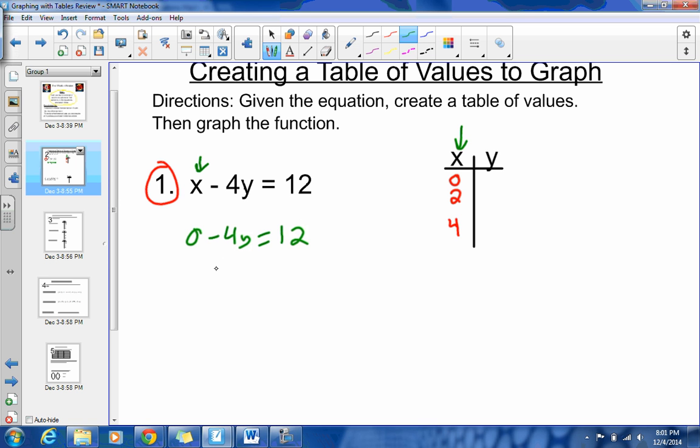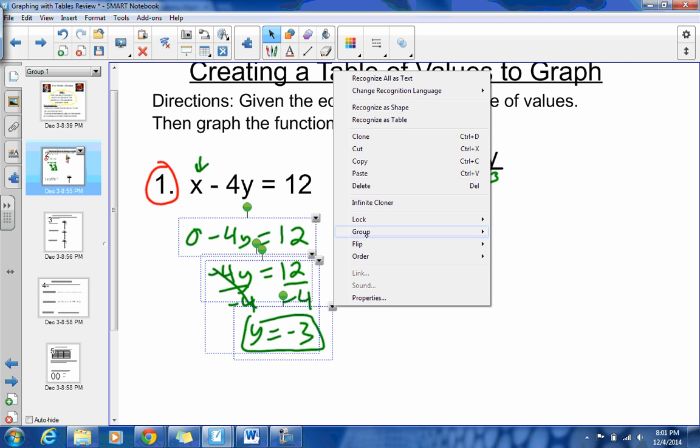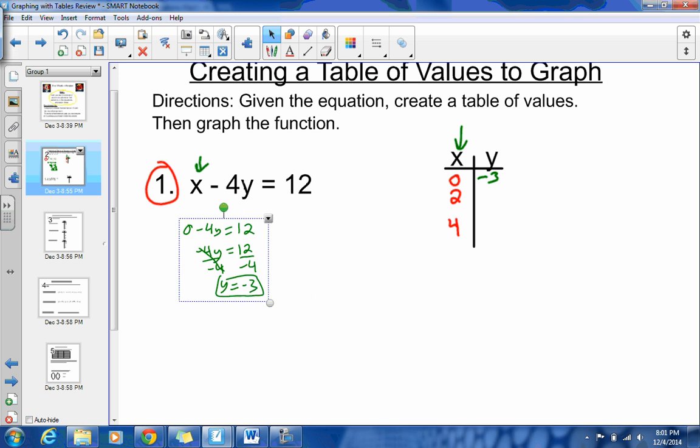So 0 minus 4y is negative 4y. Negative 4y equals 12. Then it's a one-step equation to solve for y, which means dividing by negative 4 to cancel out this negative 4, and dividing the other side by negative 4 to keep it balanced. And you have y equals 12 divided by negative 4, which gets you negative 3. So you take that and put it in the y column next to the 0. So when x is 0, y is negative 3. Very good. I am going to group and minimize that so we have some more room over here.